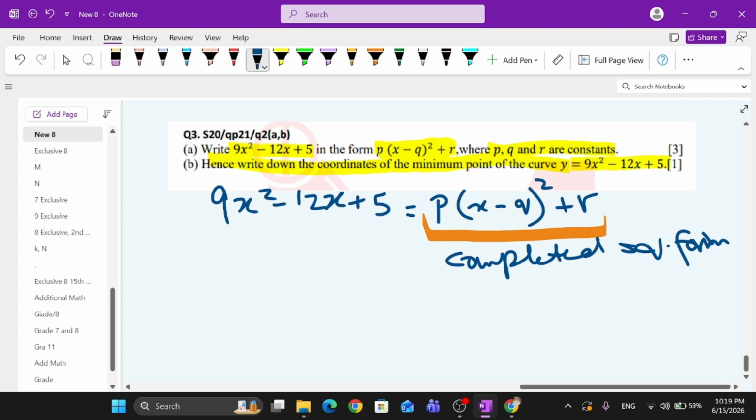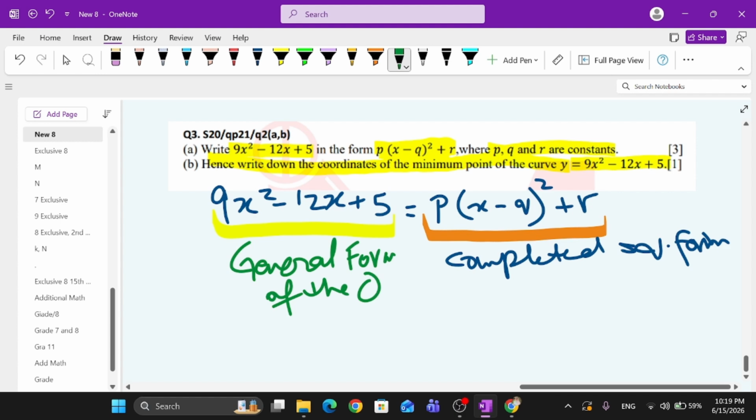And this side is actually the general form of the quadratic. Okay. Now I wrote them equal to each other.